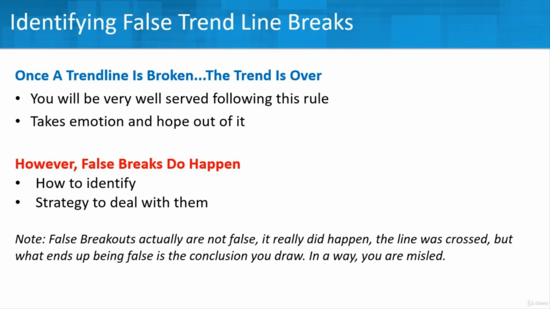So first off, let's go back to the rule again, right? Once a trend line is broken, the trend is over. That rule will serve you well. That is a very, very well-established rule. And it really takes emotion out of it, takes hope out of it. Oh, I hope it comes back above the trend line. It takes all that out of it. So there's nothing wrong, in fact it's very good, that once the trend line is broken, the trend is over, and to stick with that.